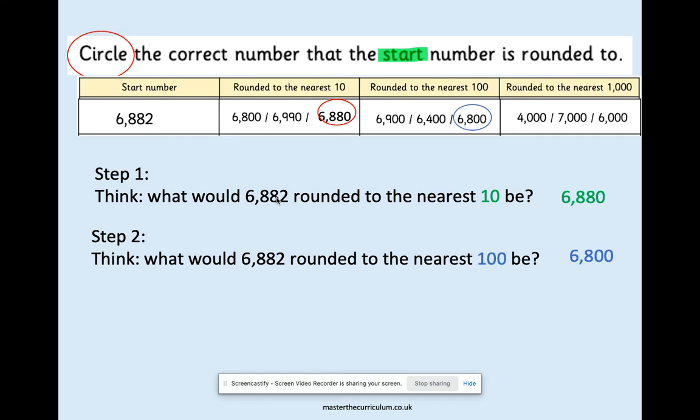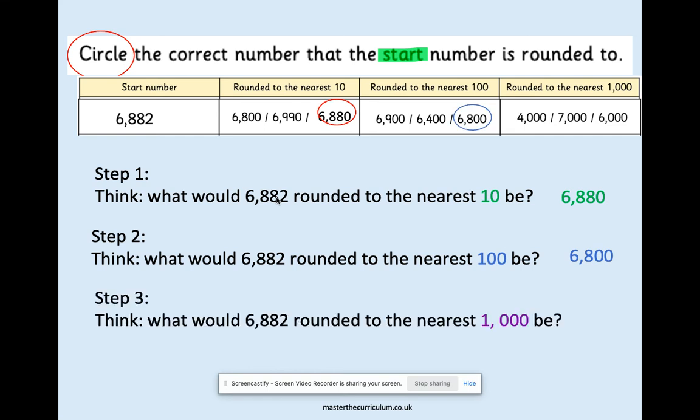So for the next one, I want you to very quickly figure out for me, what would 6,882 rounded to the nearest thousand be? Fantastic. I think you have it all correct. It will be 7,000, and you circle your 7,000.